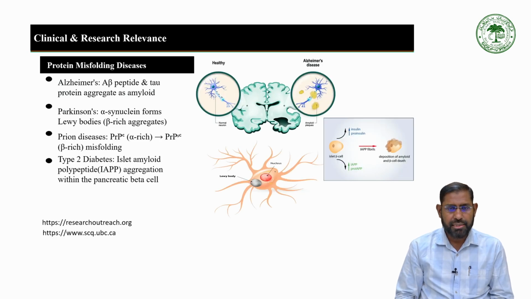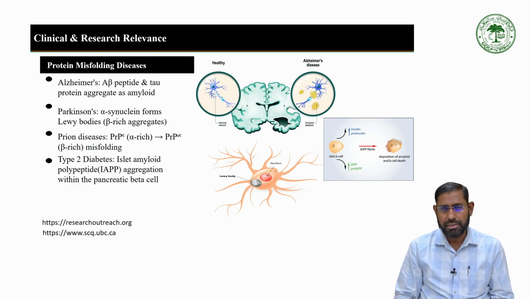Now the clinical and research relevance. First, protein misfolding diseases. There are many diseases caused by protein misfolding. One is a very common disease these days in elderly patients, old age people, and it is called Alzheimer's disease or dementia. There is a loss of memory, and it occurs after 65 years of age. It is a slow, progressive disease.